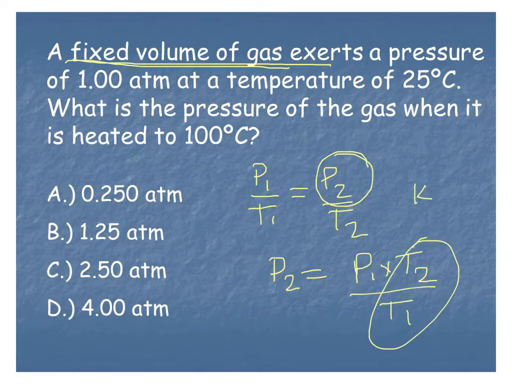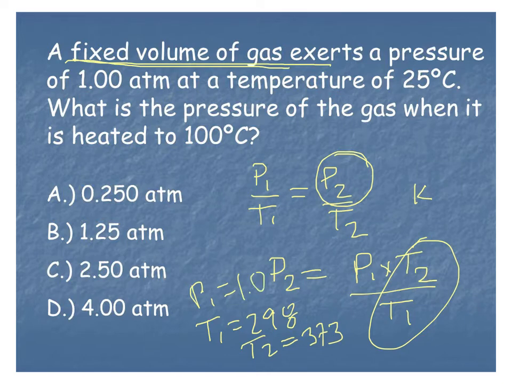So we have 25 degrees C, and we already know that T1 will equal 298, and then T2 will equal 373, right? And we already have an atmosphere for P1, so P1 equals 1. If you draw this out, we should get 1.25 atmospheres for our answer.